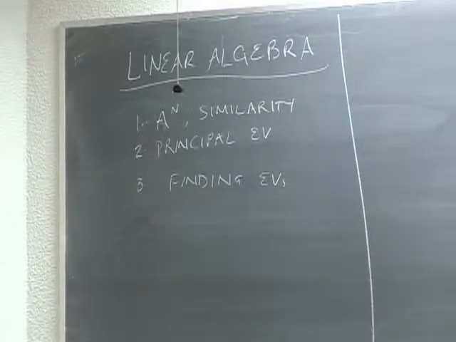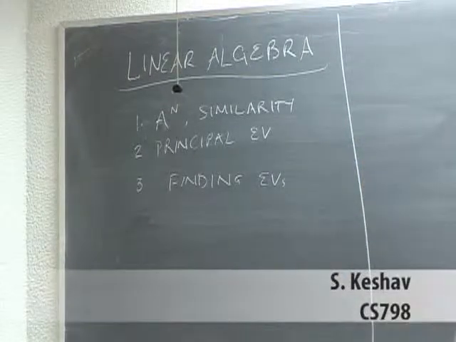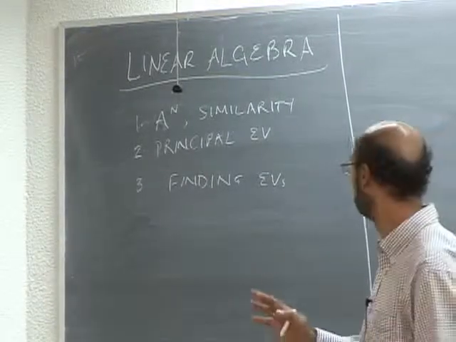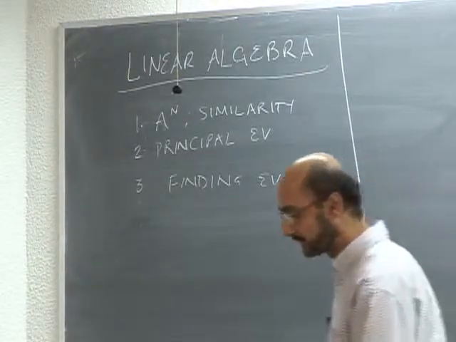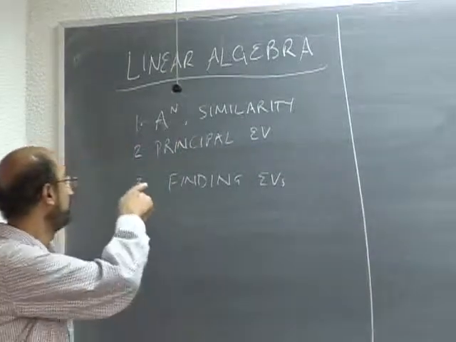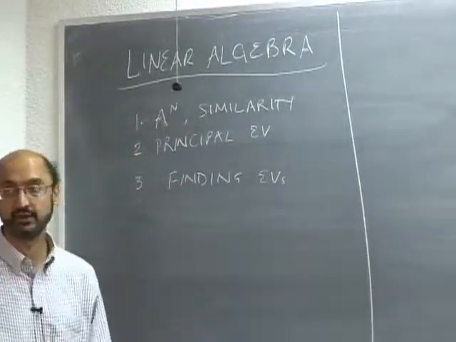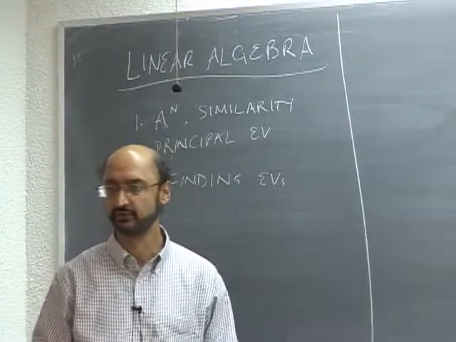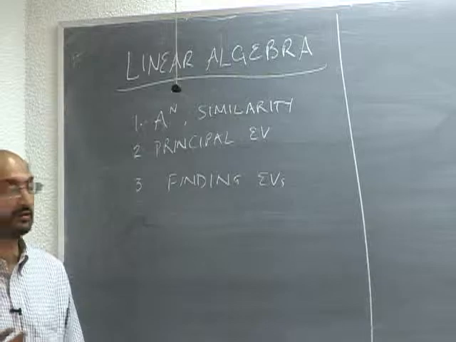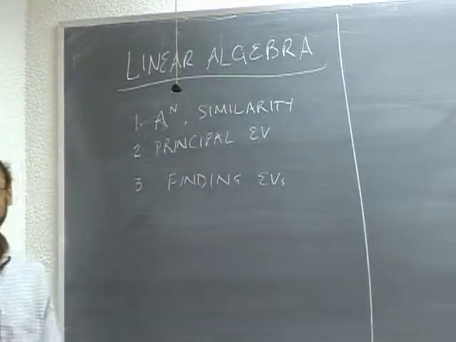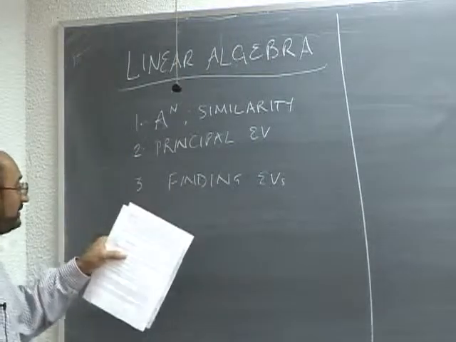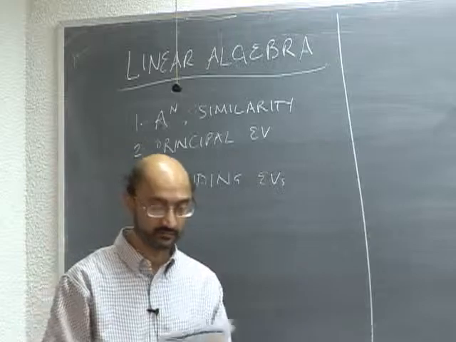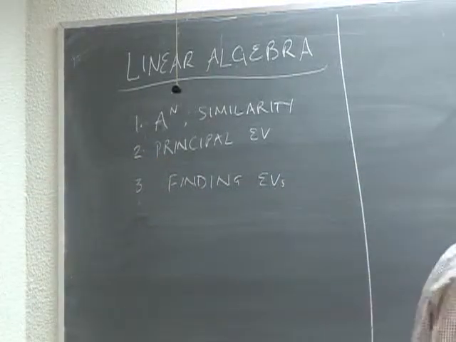Today I'm just going to cover a few topics, and in fact, I might even end early because I don't want to get into stochastic matrices until next class. So I'm just going to focus on eigenvalue computations today. Start with computing A to the n, which is the repeated application of a matrix onto some initial vector. I'll talk about what it means, and then the similarity transformation and diagonalization, and then talk about the principal eigenvalue, and then finding eigenvalues and a good, interesting theorem that goes with it.